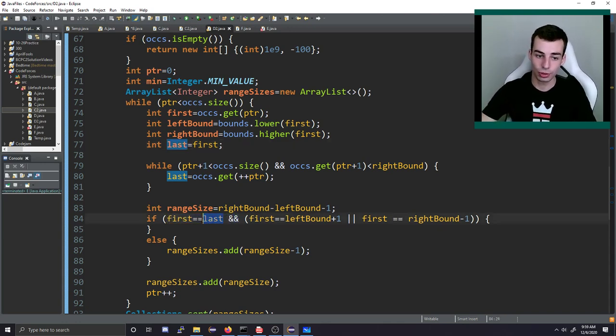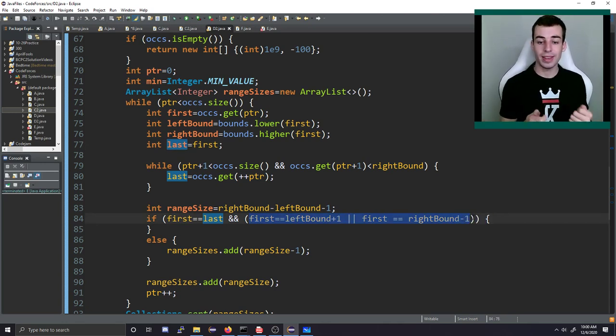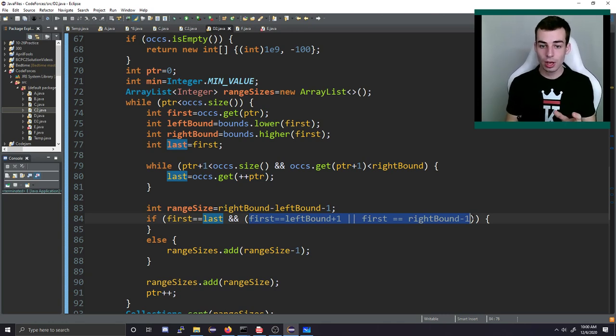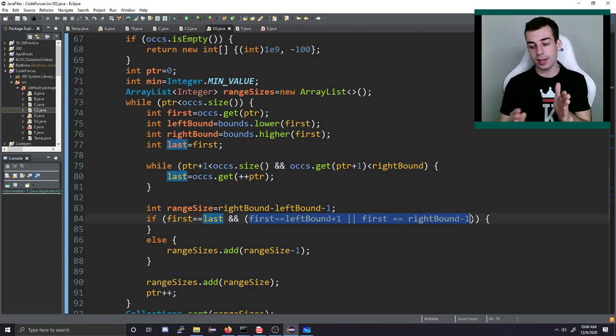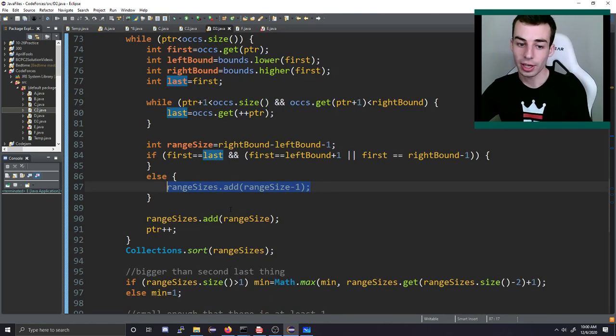So this is checking if there's only one 5. And then this part here checks to see if the 5 is at the beginning or end of the range. If it is, this is the special case where I can have as many of these things as I want. The size can be as big as it wants, up to this size here. If it's not, the size has to be this size or it's impossible. This size or nothing.